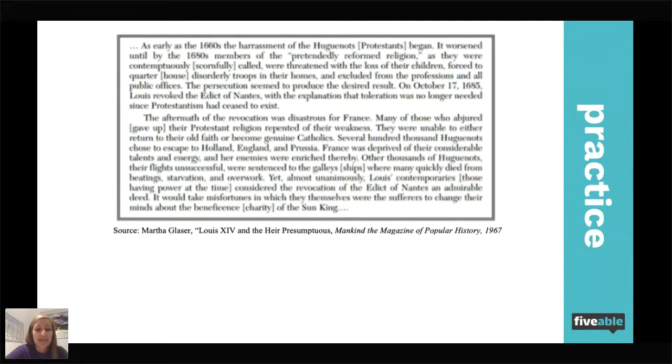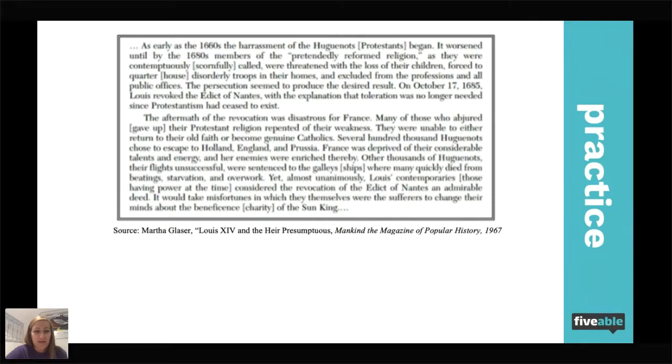As early as the 1660s, the harassment of the Huguenots, Protestants, began. It worsened until by the 1680s, members of the pretendedly reformed religion, as they were contemptuously or scornfully called, were threatened with the loss of their children, forced to quarter disorderly troops in their homes, and excluded from the professions and all public offices. The persecution seemed to produce the desired result. On October 17, 1685, Louis revoked the Edict of Nantes with the explanation that toleration was no longer needed since Protestantism had ceased to exist.